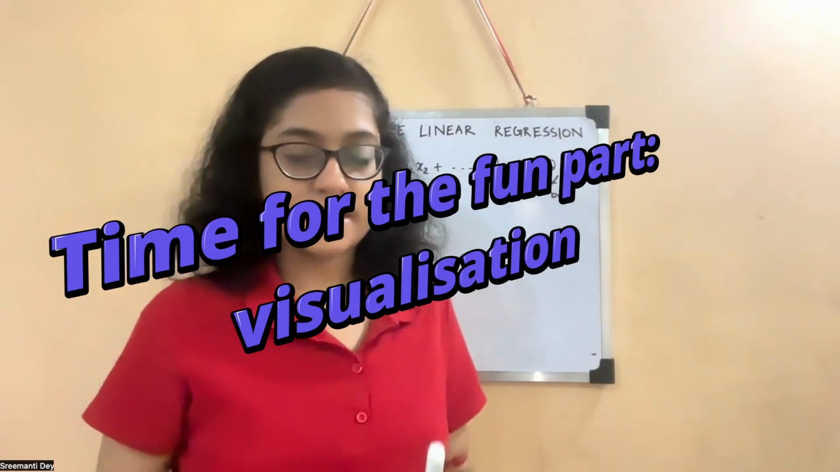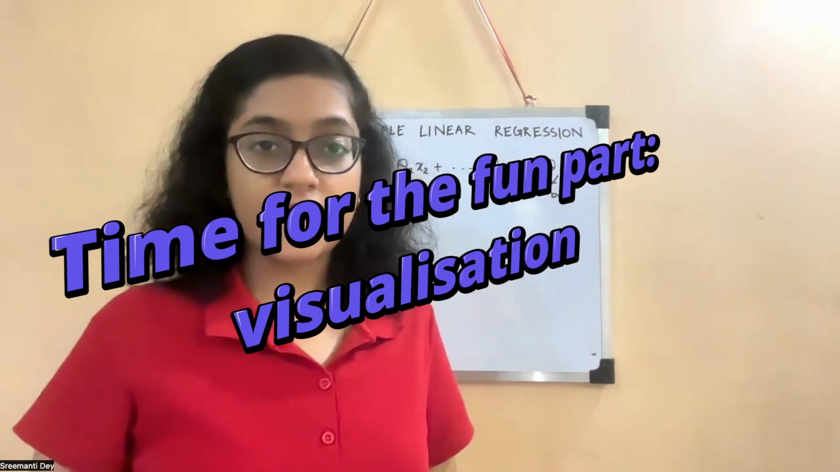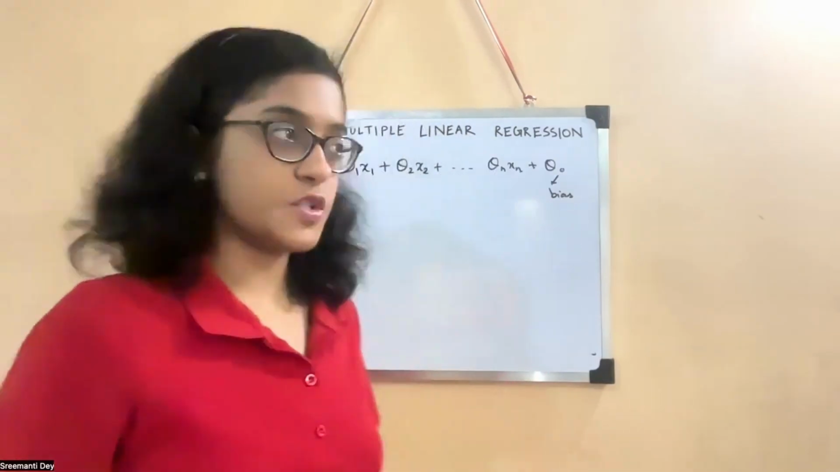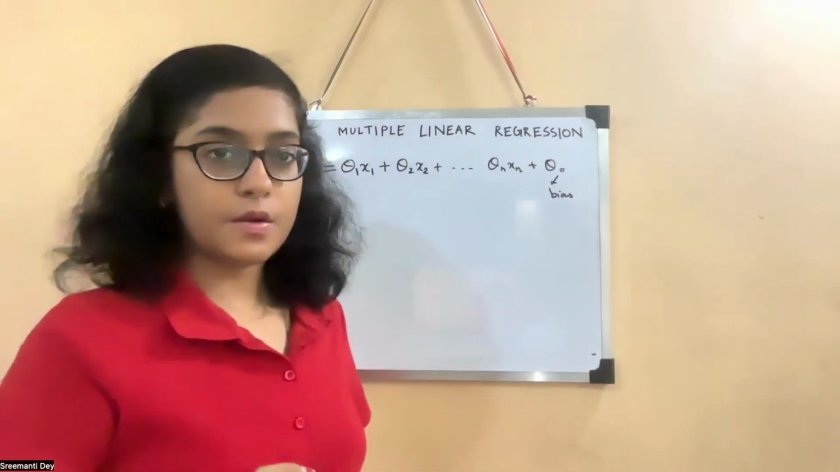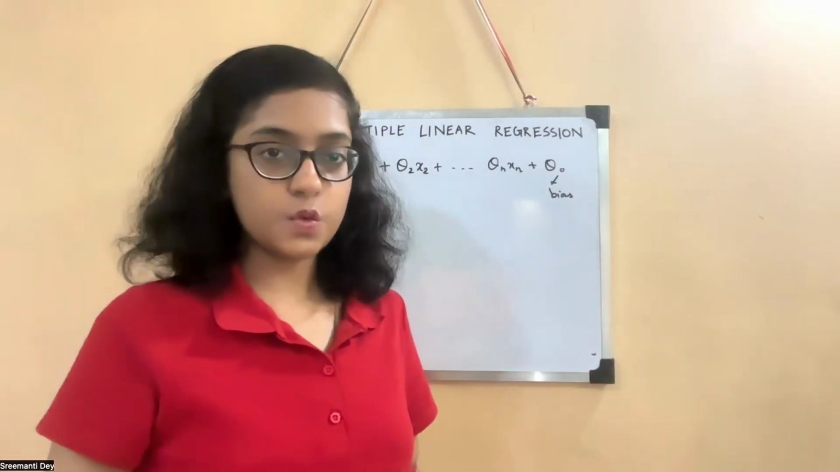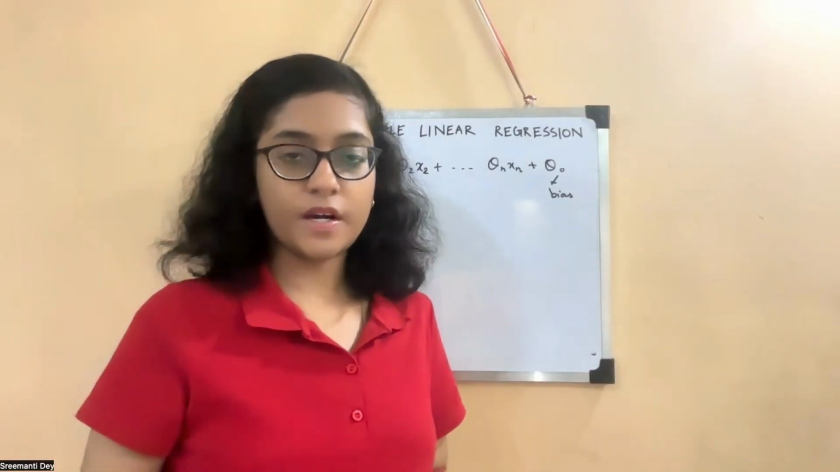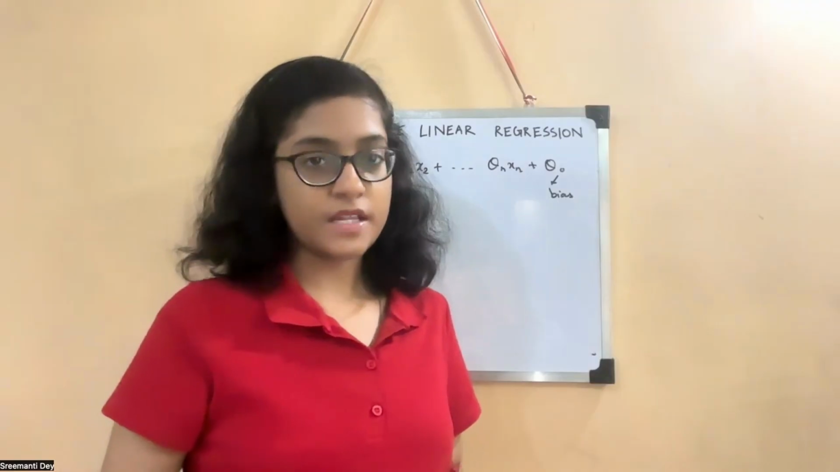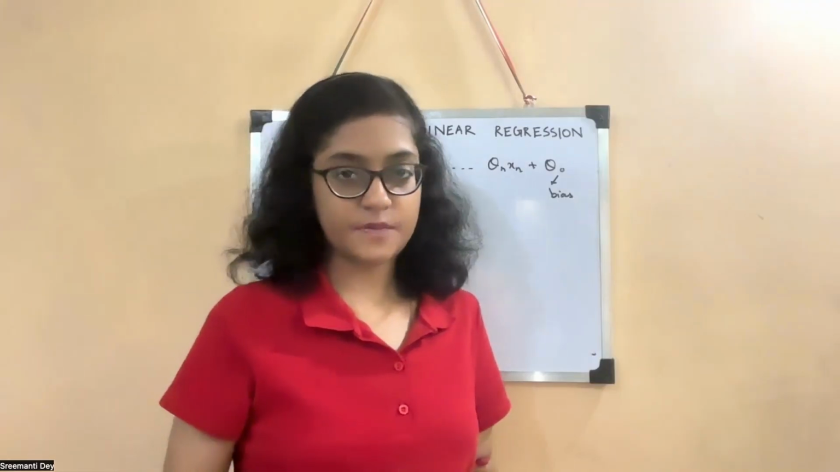Let's visualize it. It's very difficult to understand without visualization. So suppose we have just two features. We already saw what it looks like when it's only one: y equal ax plus b.